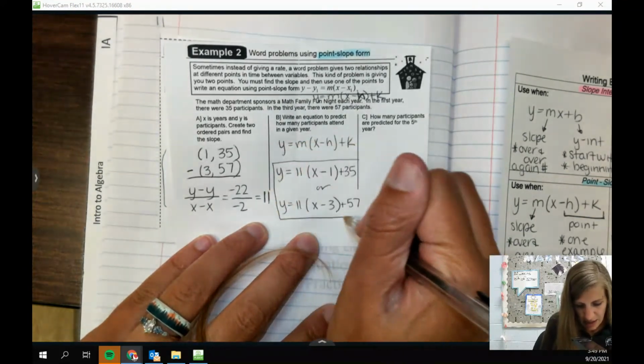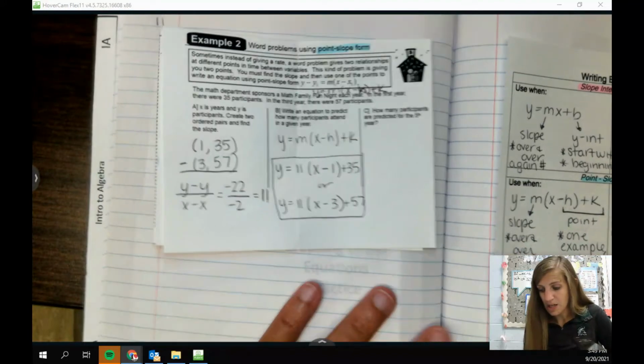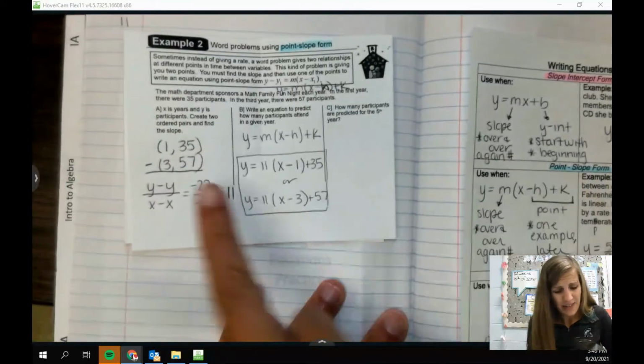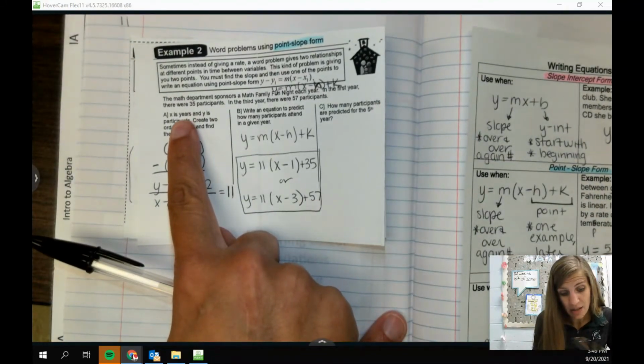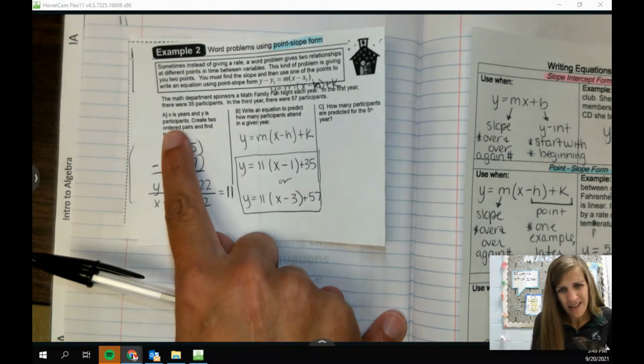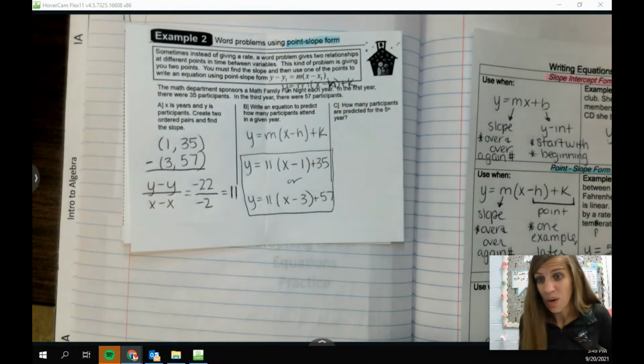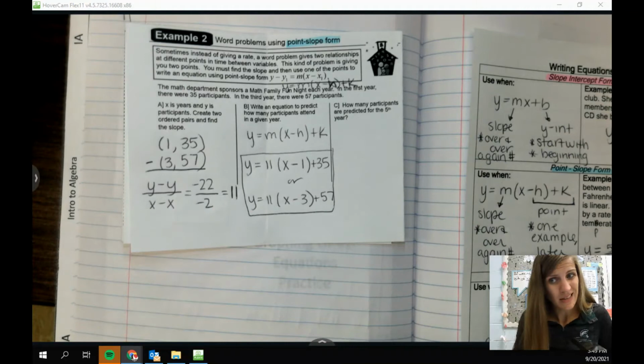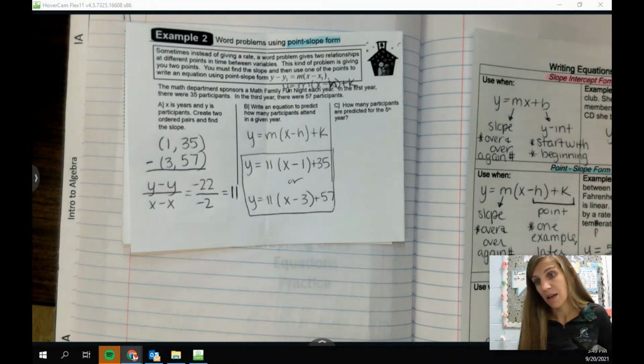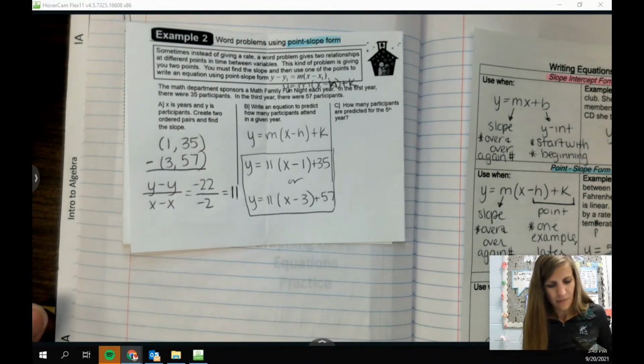Now with this one, it's a little less confusing compared to the Fahrenheit and Celsius, because they told me that x had to be years and y had to be participants. But also, I kind of need to know what year it is before I know how many participants there will be. So that's why years has to come first.